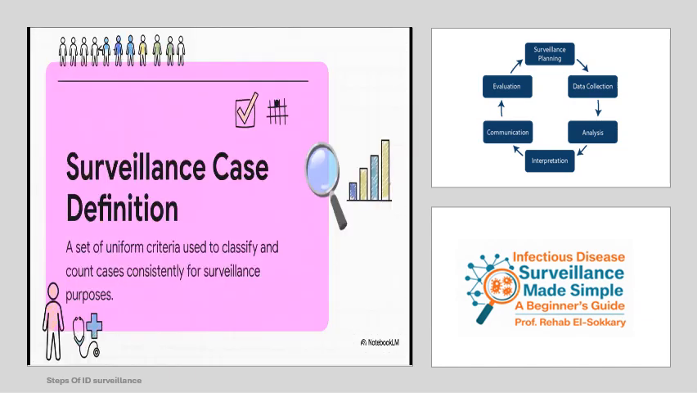And this right here is a huge distinction, especially for your exams. A surveillance definition is not the same as a clinical definition. A clinical definition, that helps you treat the one patient right in front of you. But a surveillance definition, that's about counting and comparing cases across a whole population. They have to be uniform. They have to be standardized.